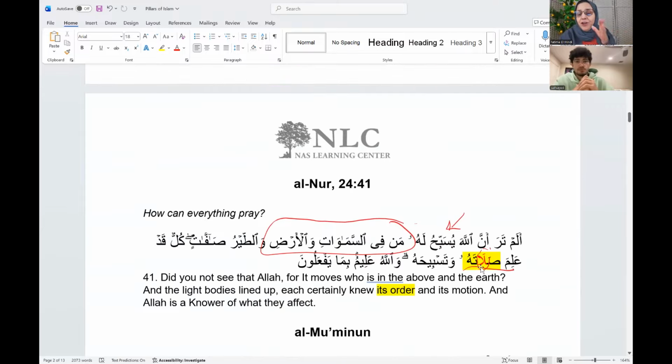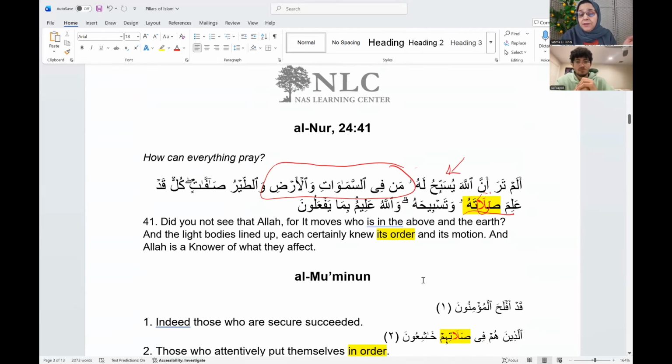Everything else knows its own order. I never woke up and didn't find the sunrise. The sun never said, "I'm not going to come up today." But a human can say, "I'm not getting up to clean my room today." So everything is disciplined, it's in order. So to me, the word Salih is order.